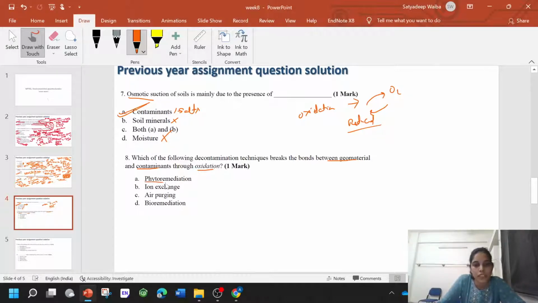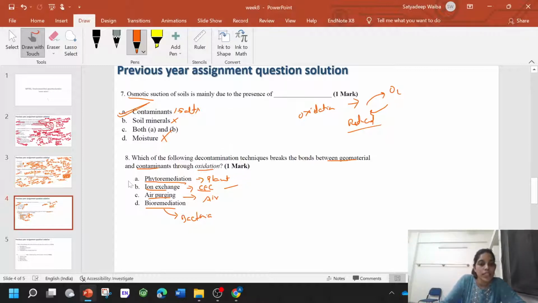First is phytoremediation. Phytoremediation is when you use plants for decontamination. Okay, ion exchange is simple, like what we studied, CEC, cation exchange capacity. It is based on the same idea, that if someone has less positive charge and more negative ions, then there is an exchange. Okay, so it depends on the cation exchange capacity of the soil. Next is air purging, in which you put air into the geomaterial. Last is bioremediation, where you use bacteria for decontamination.